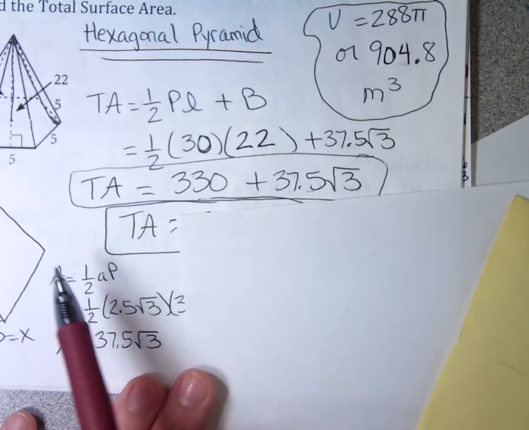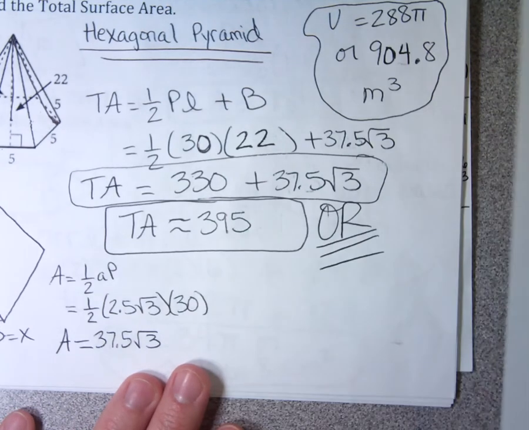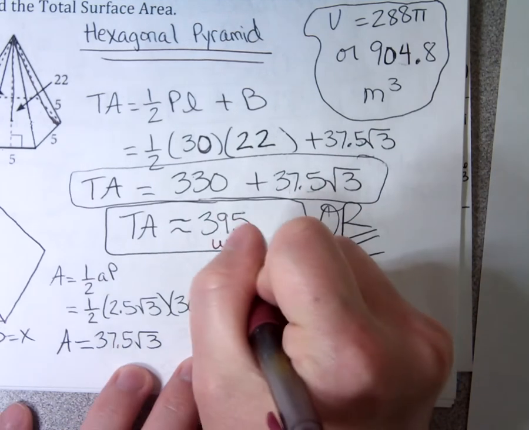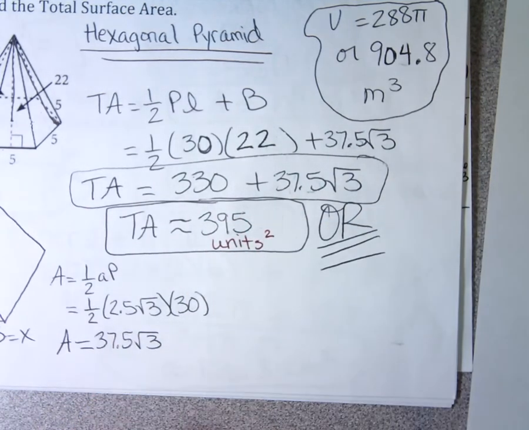If you keep your answer in simplest radical form, this is actually your answer. If you give me a decimal, it's approximately 395. And this would be units squared. I don't know what my units are here. Inches, meters, feet, I don't know. So I just say units squared.